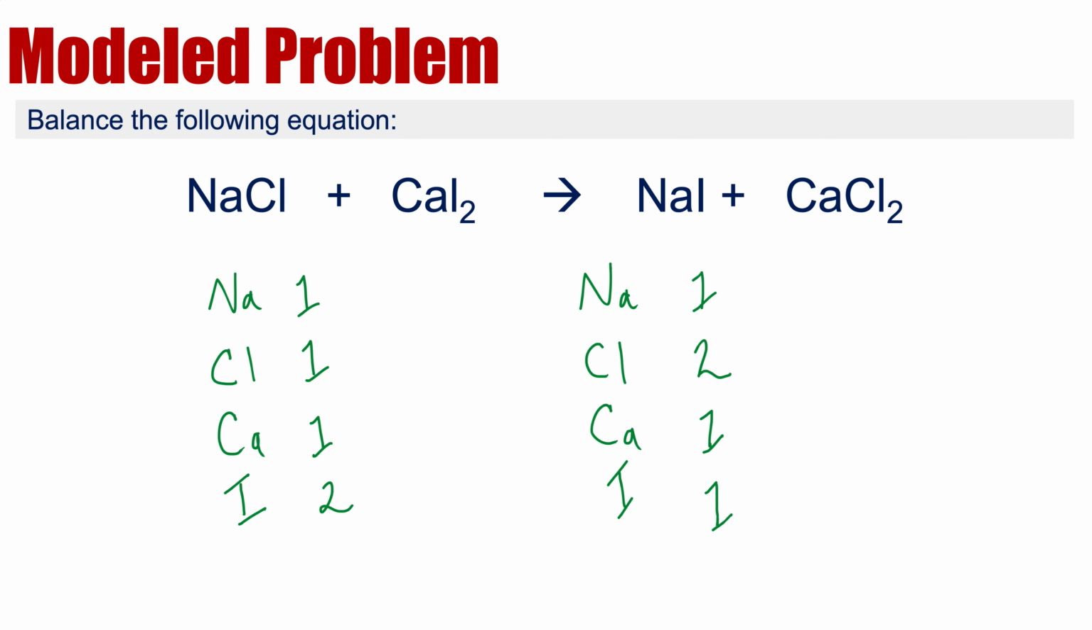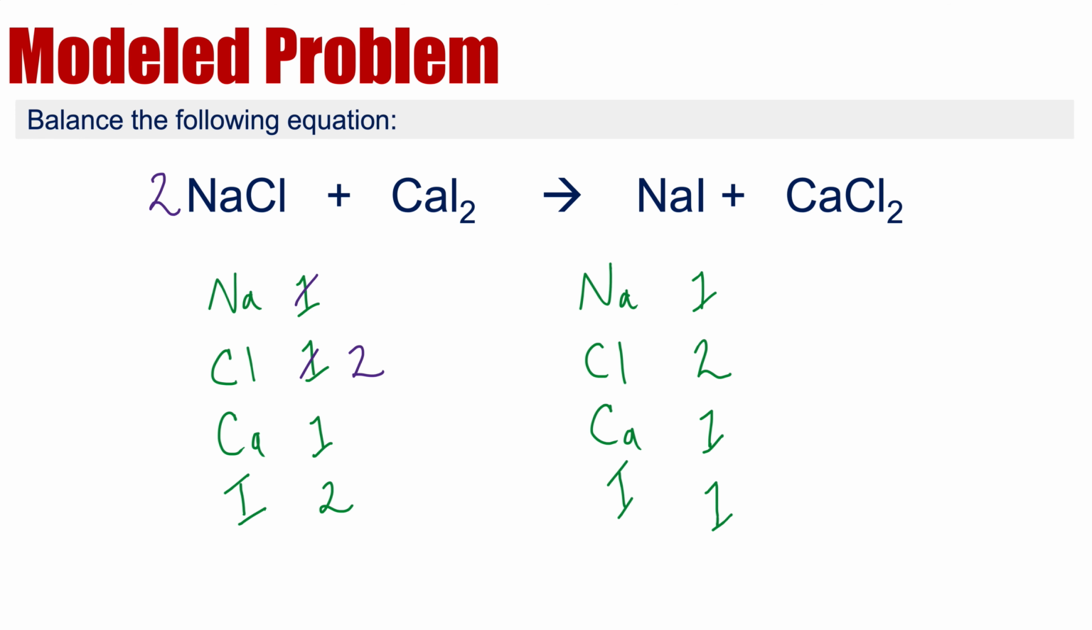So there's two things that I could start trying to balance first. I either have chlorine or I have iodine. Let's say I start by trying to balance the chlorine. I'm going to place a 2 in front of sodium chloride. That then multiplies the number of chlorines, so now I have 2 on the reactant side, but it also affects the number of sodiums.